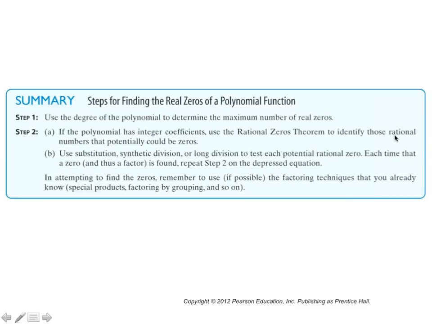Okay, so here is a summary of the steps for finding real zeros. First, you use the degree to determine the maximum number of real zeros. It's always just going to be the degree of your polynomial. Then if the polynomial has integer coefficients, you list all of the numbers that can be potential rational zeros. Then you use substitution, synthetic division, or long division to test each of the rational zeros. If you get a remainder of 0, you continue to do that until you end up with what they call a depressed equation, or something that's been factored completely, or something that you can use other factoring methods to factor, just like the last one.